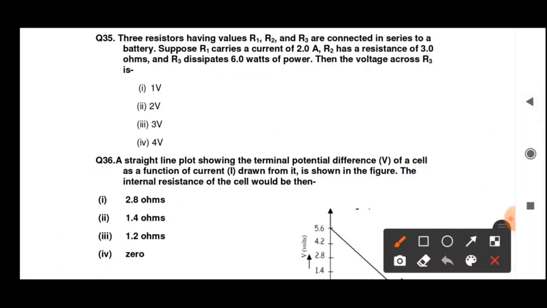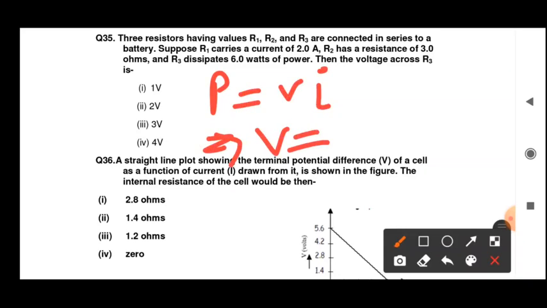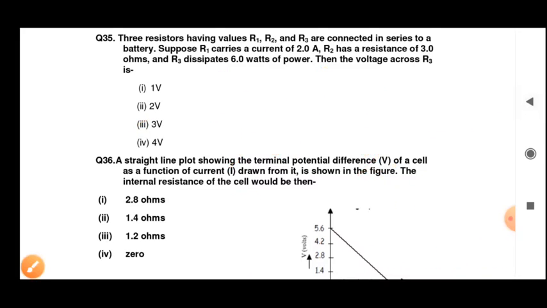As current and power are known, you know the relationship: power is equal to the potential across the resistor into the current. So voltage will be equal to power upon current. Power has value 6, current has value 2. If you solve it, you will find 3 volt is the answer. So 3 volt is the voltage across the resistance R3. This was a very easy question.